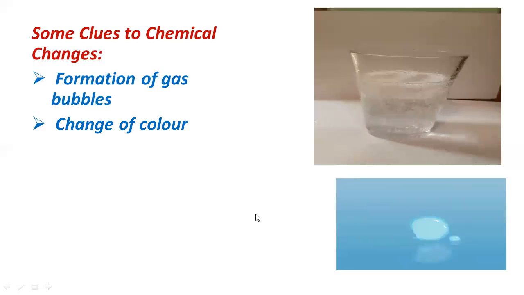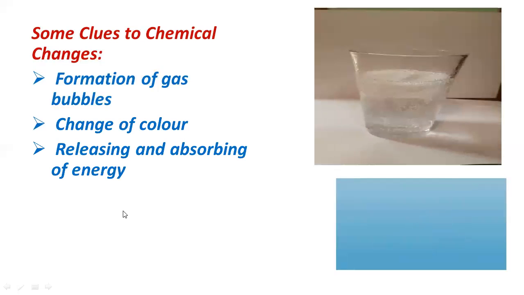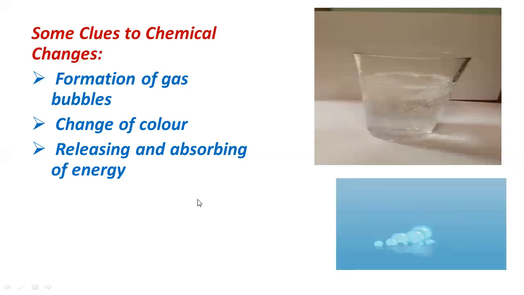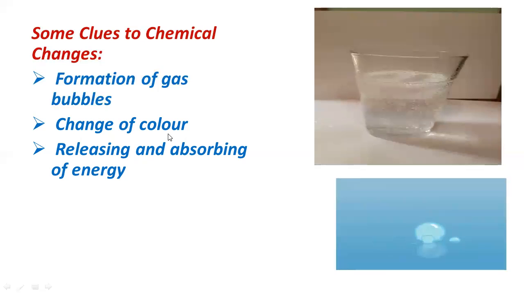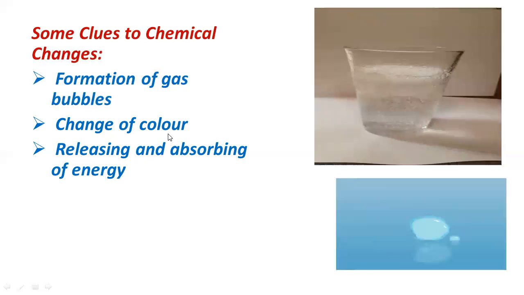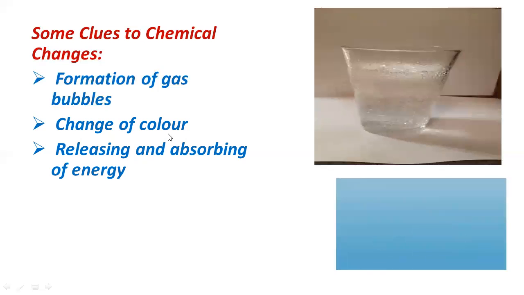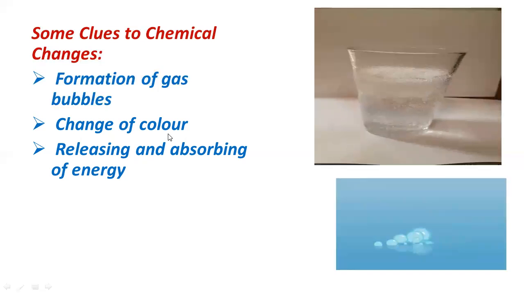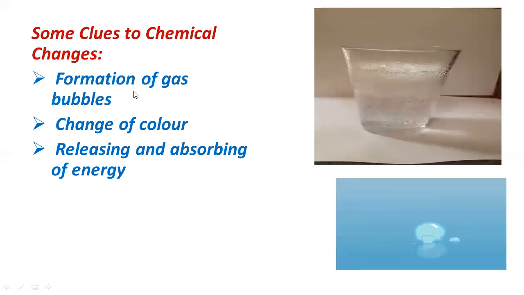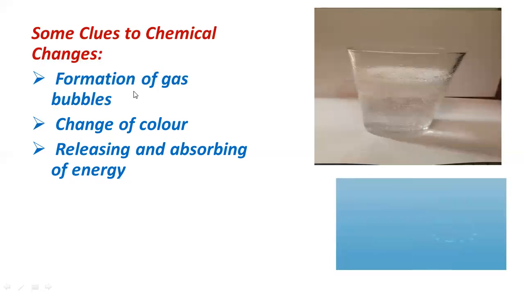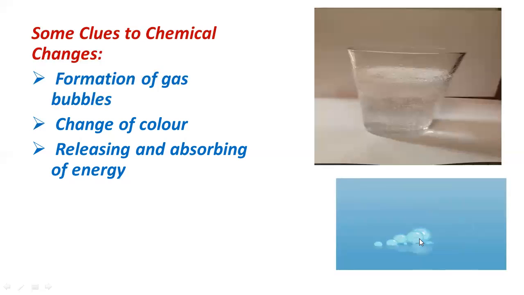Change of color during a chemical reaction, and releasing or absorbing of energy. Energy release or absorption of energy is a chemical change. Formation of bubbles takes place in a reaction, or some color change takes place, as I told you in the case of rusting of iron. The iron nails' color changes from silver to brown, and that is also an identification of a chemical change. And when you mix two compounds together and bubbles appear, it means it is a chemical change, because a new product, a gas, is formed.